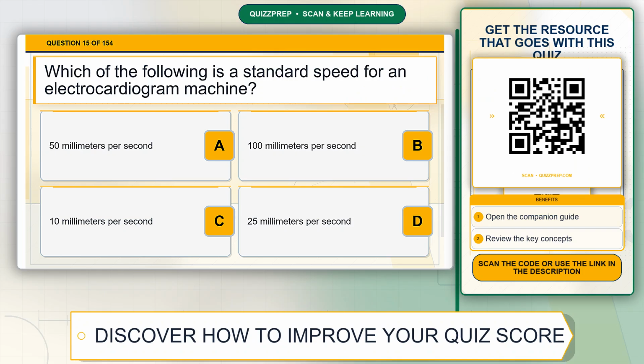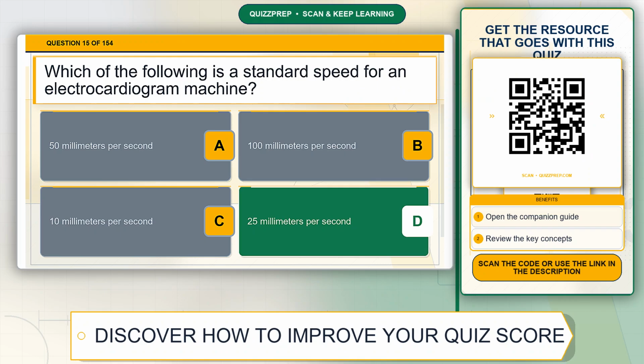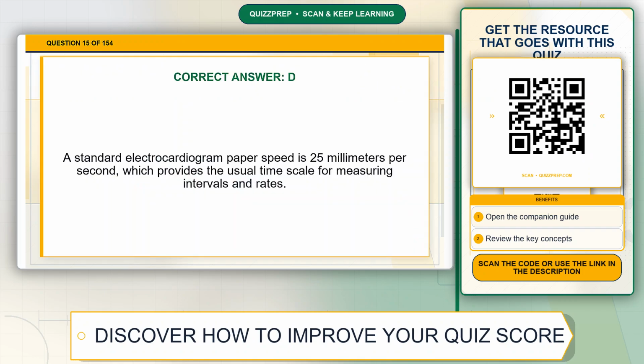Question 15. Which of the following is a standard speed for an electrocardiogram machine? Option A, 50 mm per second. Option B, 100 mm per second. Option C, 10 mm per second. Option D, 25 mm per second. The correct answer is option D, 25 mm per second. Explanation. A standard electrocardiogram paper speed is 25 mm per second, which provides the usual time scale for measuring intervals and rates.